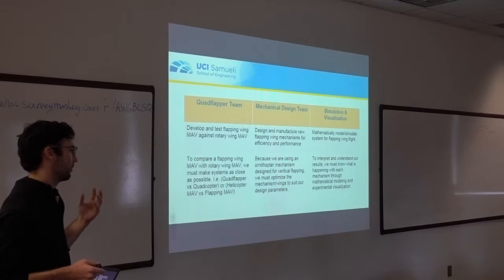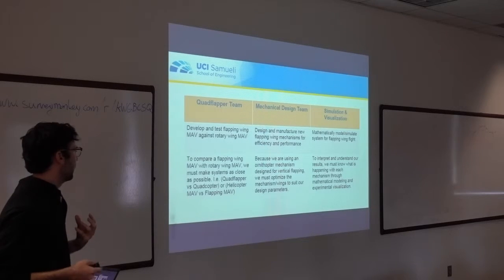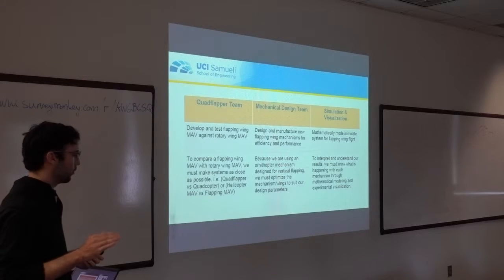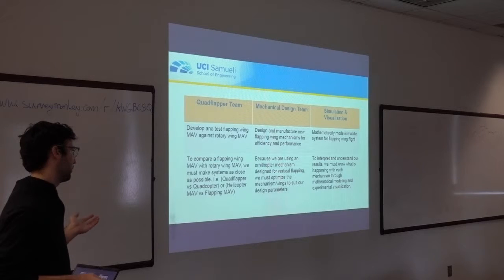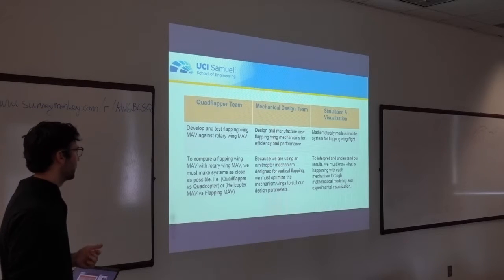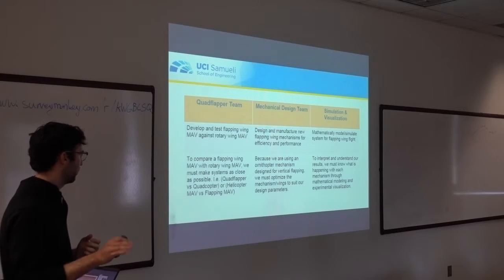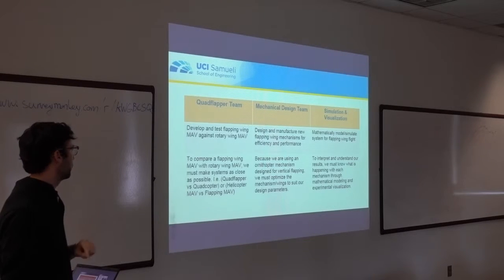The mechanical design team is modifying this existing ornithopter design, so this gear mechanism that we have, and it's designed for horizontal flapping. So we have to optimize the mechanism to suit our parameters, which is high frequency flapping and horizontal flapping. And the simulation and visualization team is needed to model and simulate the system for flapping in flight. So to understand what's actually going on, we need to model the flapping MAV, the micro air vehicle, and experimentally visualize the flow through the bird.